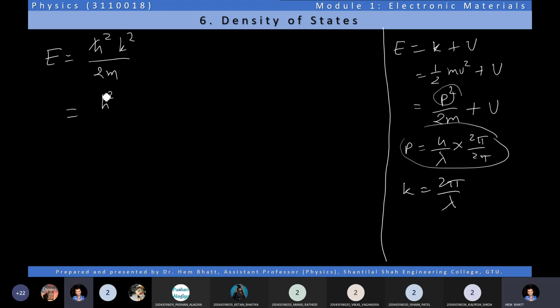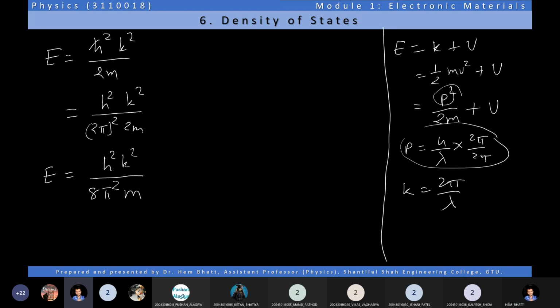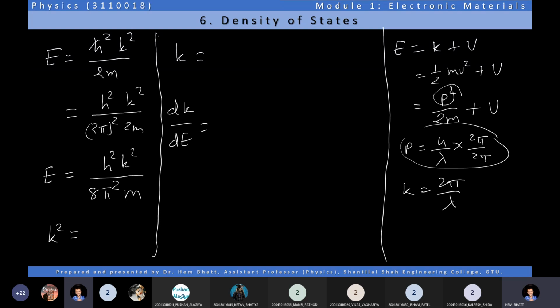h cut is h square by 2 pi. So E is h square k square by 8 pi square m. Okay, હવે એક કામ કરો. Take 2 minutes, find out k square. આમાંથી k square ગોતો, પછી k નું ઇક્વેશન લાવો અને પછી dk by de. પહેલા તમારી રીતે ટ્રાય કરો. I can afford to give you 2 to 3 minutes maximum. Try, find out k square, find out k, find out dk by de from this. Try.